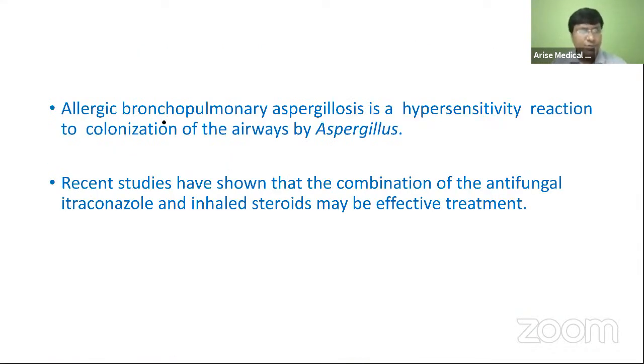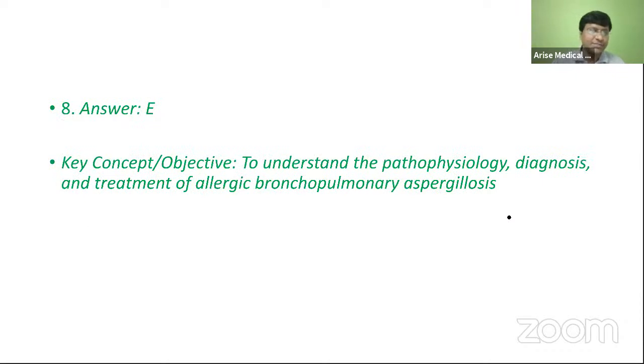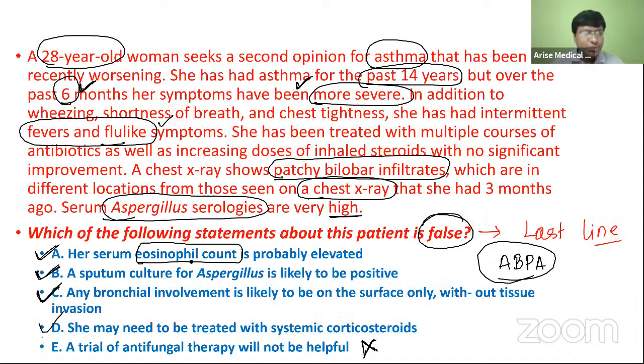So, what you have to do, recent studies have shown that a combination of antifungal, that is itraconazole, and inhaled steroids may be an effective treatment. So, in allergic bronchopulmonary aspergillosis, recent studies have shown that along with steroids, you should also give itraconazole. Allergic bronchopulmonary aspergillosis is a hypersensitivity reaction. Because it's a hypersensitivity reaction, the eosinophil count is elevated.